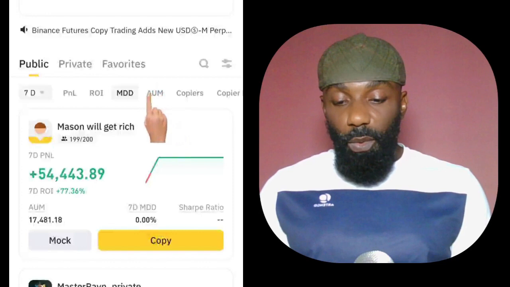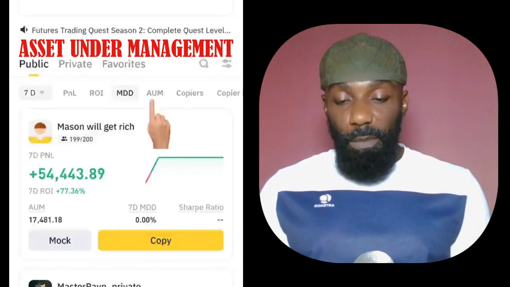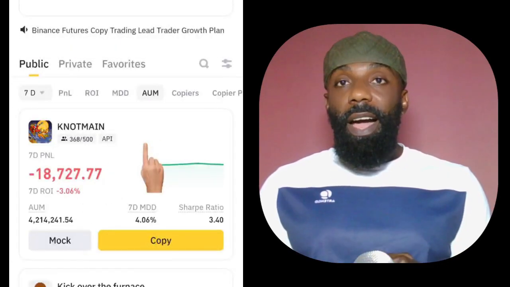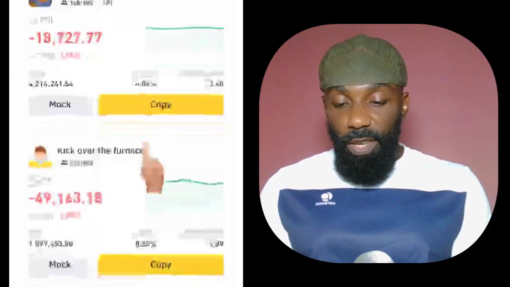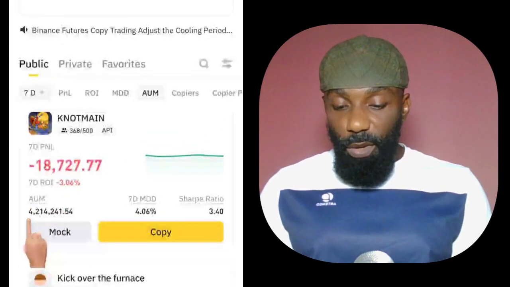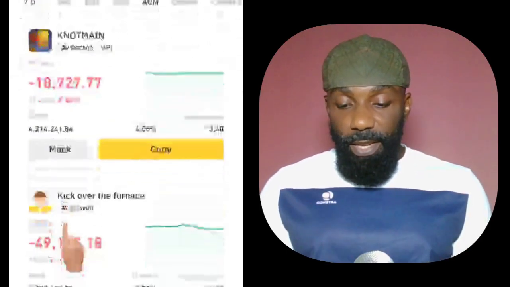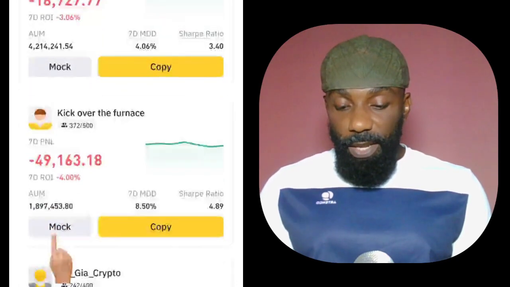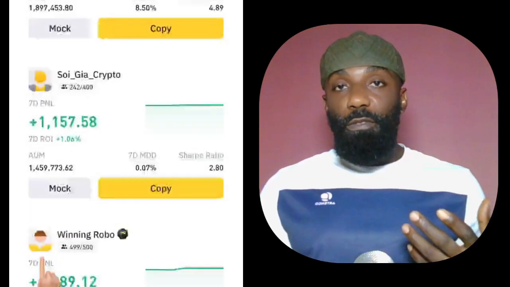Now let's go to this other one called AUM. AUM means assets under management. Let's click on it, and this shows us how much each trader is trading under their portfolio within this period of 7 days. If you check here, you can see that this first trader is managing $6,214,241. Wow, that is huge. Then this next person is managing $1.8 million. Then this other one is managing $1.4 million. So you can see these guys have large portfolios.